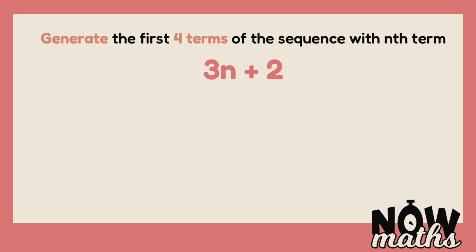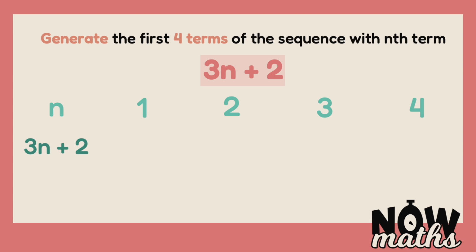For our next question, we're going to take a look at a slightly more complicated nth term. So we're asked to generate the first four terms of the sequence with nth term 3n add 2. So again, when we're asked to generate the first four terms, we need the values of n to be 1, 2, 3 and 4 for the first, second, third and fourth terms. This time, our sequence that we're generating is 3n add 2.